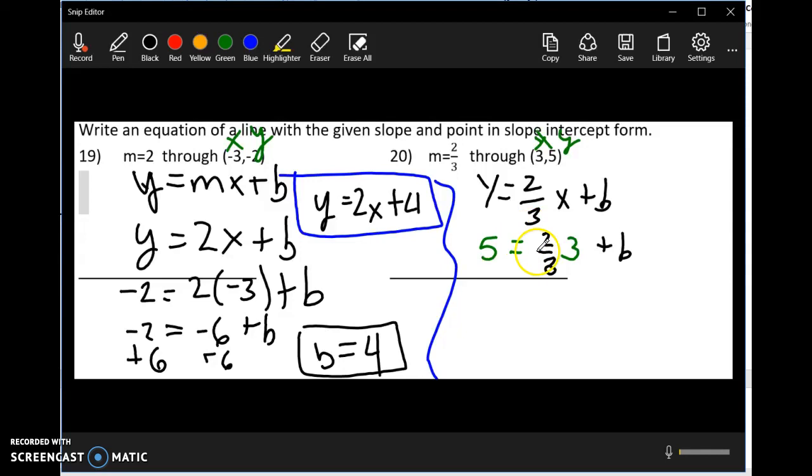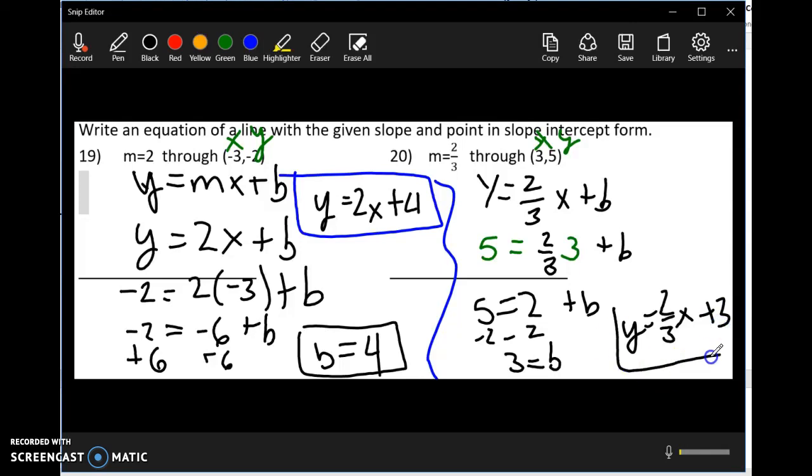So we're going to first multiply this, which 3 times 2 is 6, divided by 3 is 2. So we're going to have 5 equals 2 plus b. I'm going to subtract 2 from both sides and then get b is equal to 3. Well, now that I have that, I now know that y is equal to 2/3 x plus 3. An important thing to notice is, again, when you write a line equation, you always have an x and a y, but what you're really trying to find is this slope and this y-intercept. Let's try the next problems.